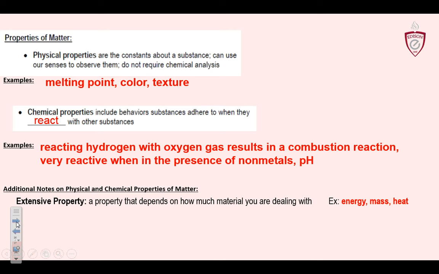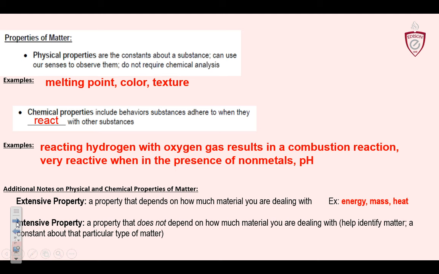That's an extensive property. An intensive property is a property that does not depend on how much material you're dealing with. It helps us identify matter with a constant about that particular type of matter. For example, melting point, boiling point, color, density, hardness, or solubility.